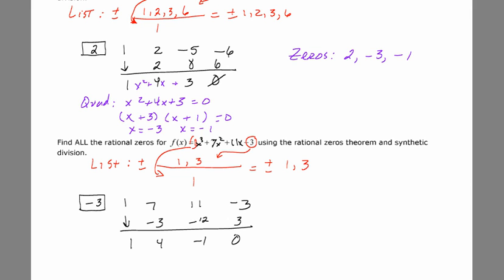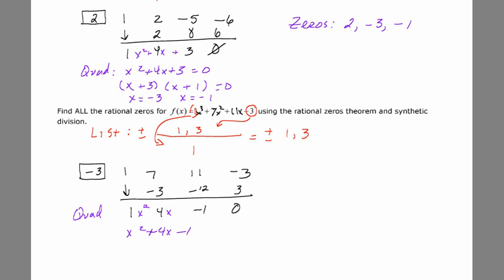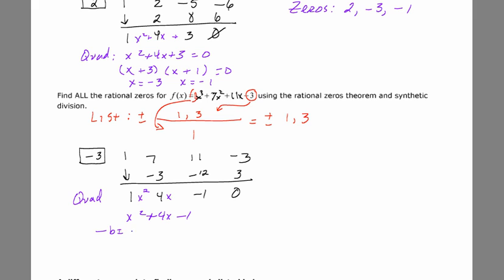Since all of them were tried and I only found one rational 0, that tells me the other ones are either irrational or complex. But I can get that from that final quadratic. X squared plus 4x minus 1. Well, this is one that's not going to factor, so let's pull out the quadratic formula. Negative 4 plus or minus the square root of 16 minus 4 times 1 times negative 1, all over 2 times 1.